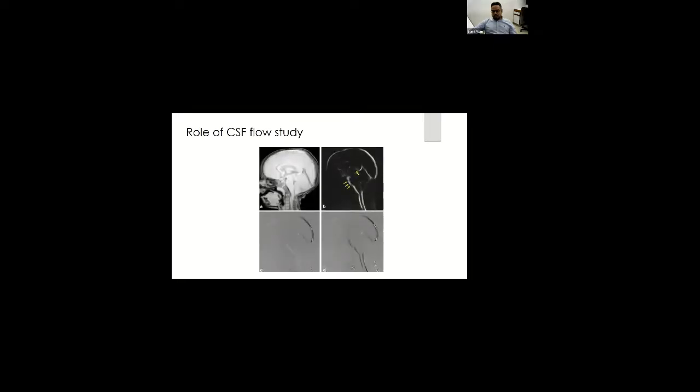So talking about the role of CSF flow study. This is a phase contrast sequence in sagittal plane of a young patient. It was just a 2-year-old patient. Figure A is the rephased image in which there is visible background. Figure B is the magnitude image in which the flow is bright. You can see that the flow is bright in this one with a suppressed background. Figure C and D are the to and fro pulsatile images in which one of them has the bright flow and the other one has the dark flow.